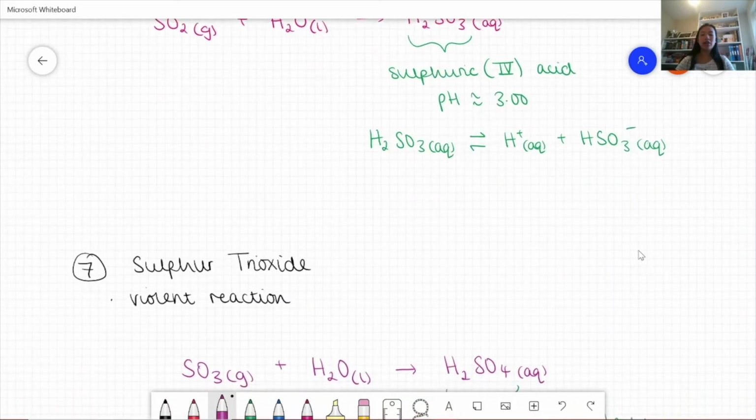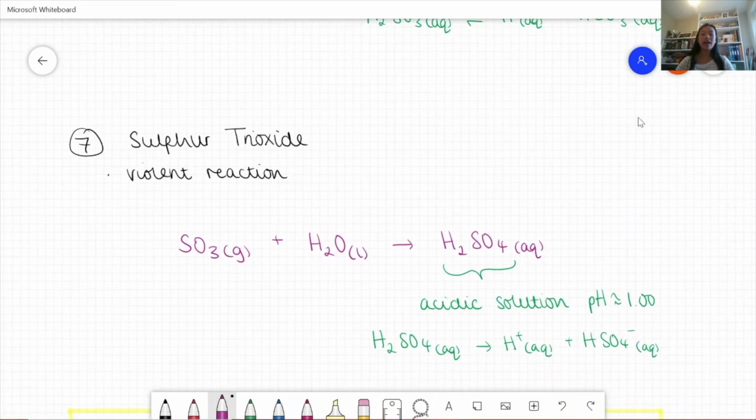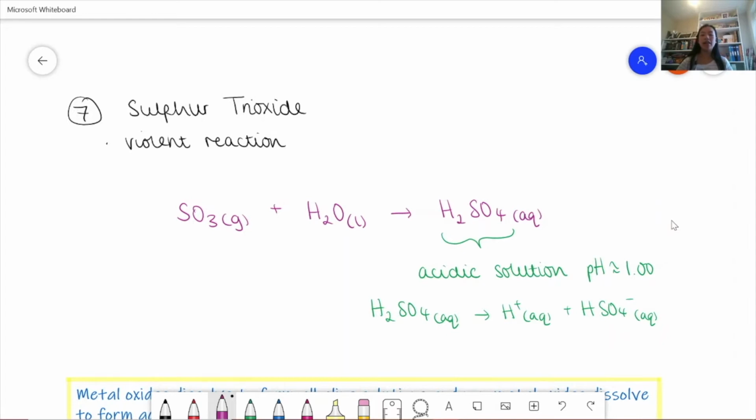And then sulfur trioxide is a very violent reaction. And this is the equation we have. So we have sulfur trioxide reacting with water, and this forms sulfuric acid. And this is an extremely acidic solution. It's the most acidic, and the pH is around 1. So we can actually get 0, but a pH of 1 is very, very low. So it's very acidic. And this is because sulfuric acid is a very strong acid. So it fully dissociates. So it becomes 100% ionized in water. And because we have lots of these H+ being formed, that means that the solution is very acidic.